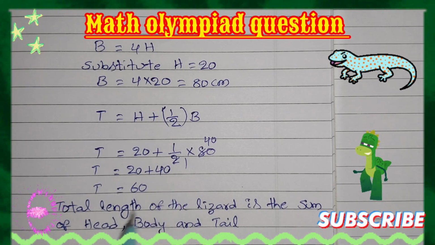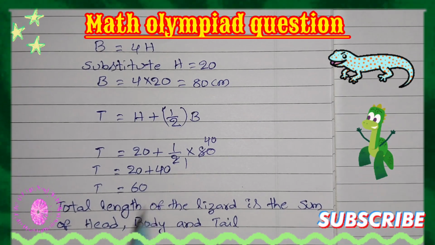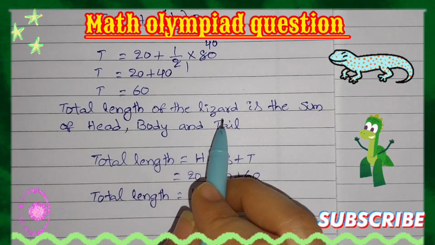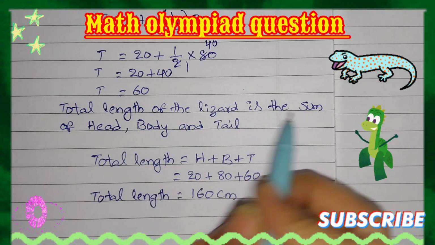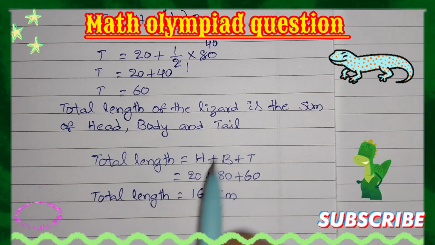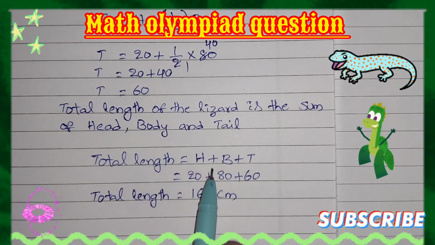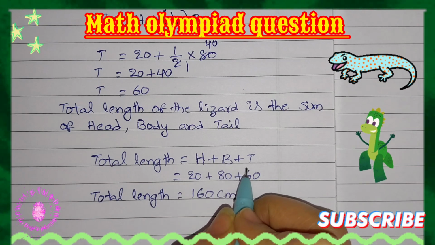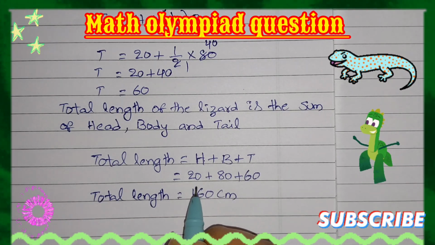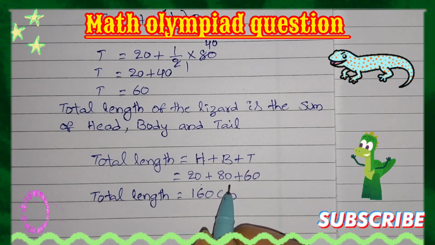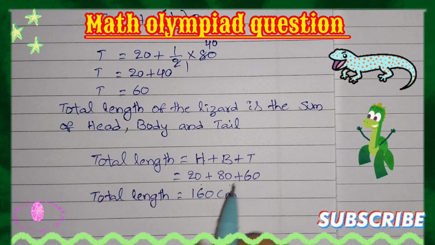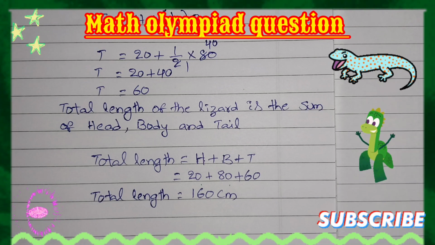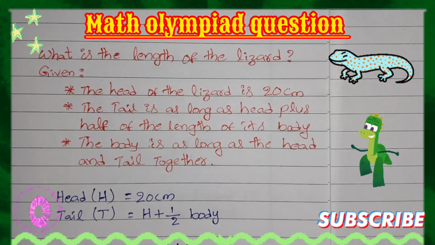t equals 60. The total length of the lizard is the sum of the head, body and tail. So now we are going to find the total length of the lizard. Total length equals head plus body plus tail. We know all three values. Head equals 20, body equals 80 and tail equals 60. 20 plus 80 plus 60 equals 160 centimeters. Now the total length of the lizard is 160 centimeters.